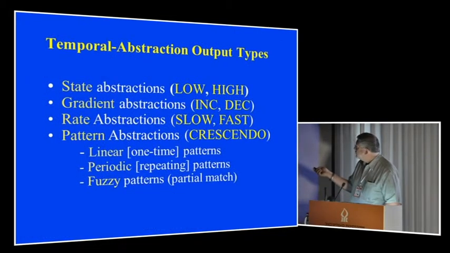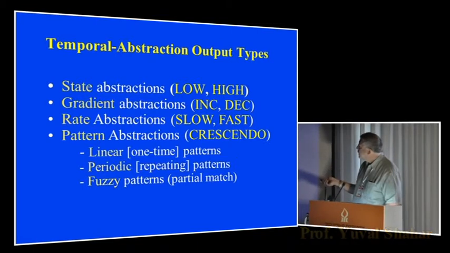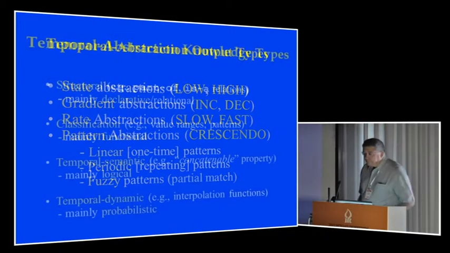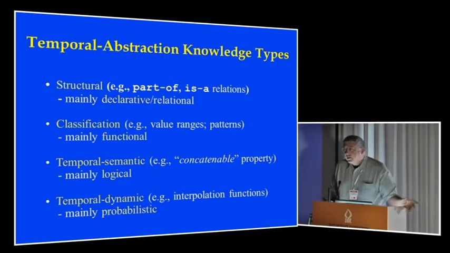And the output is abstractions of states, such as high or low blood glucose, gradients, such as increasing or decreasing trends, rates such as slow or fast, and patterns such as one-time patterns, periodic patterns, and even temporal fuzzy patterns that have some degree of confidence. So this is the output: interval-based abstractions of the classification of the data, the trends, and higher-level patterns. Okay, so just to wrap up the question of where all of these interesting abstract concepts come from, we start with a lot of raw data, such as hemoglobin 9.7 on January 29 at 9:05.